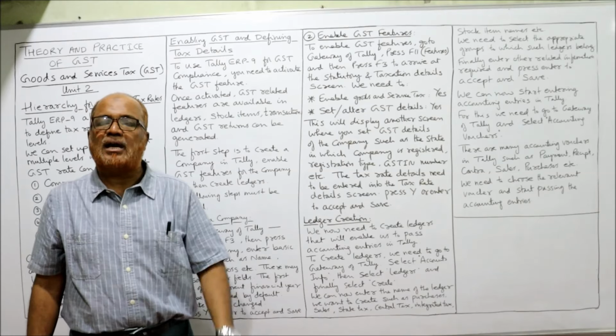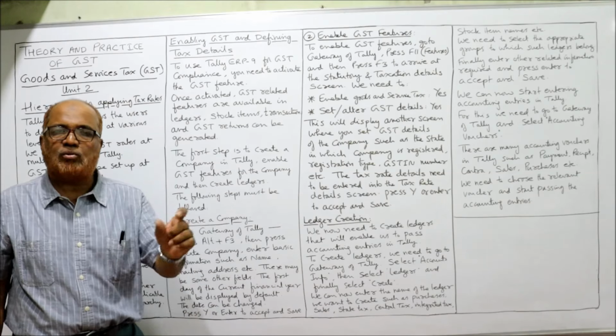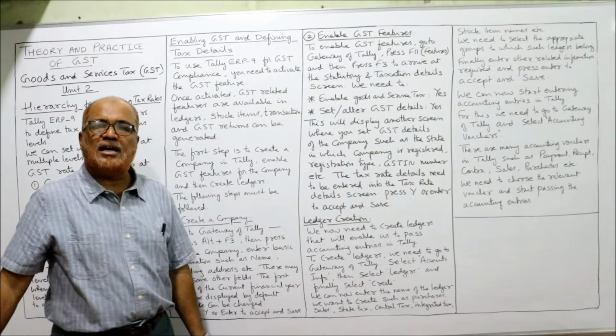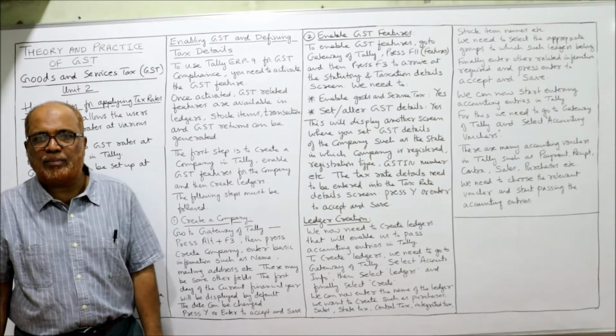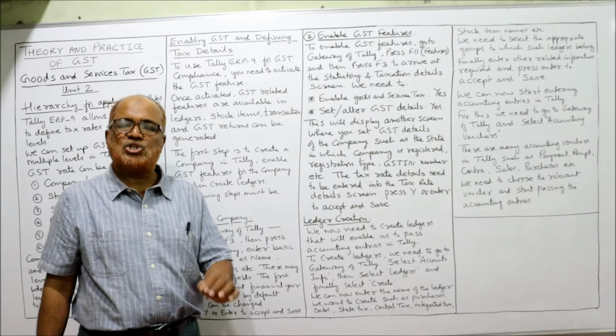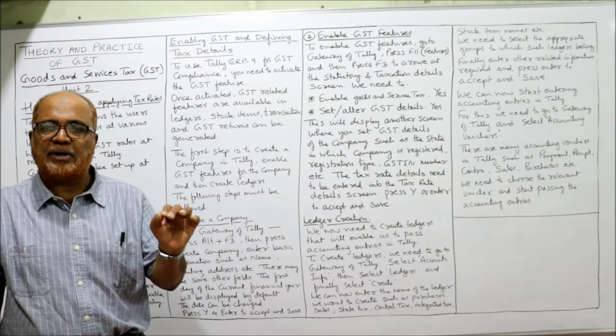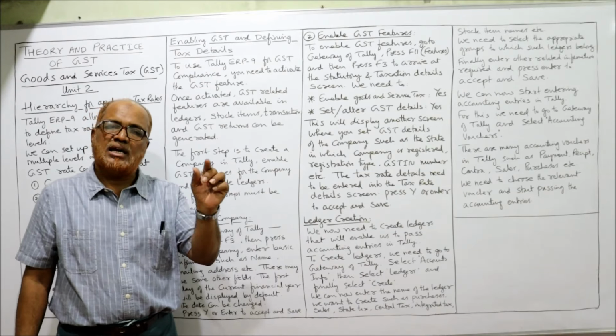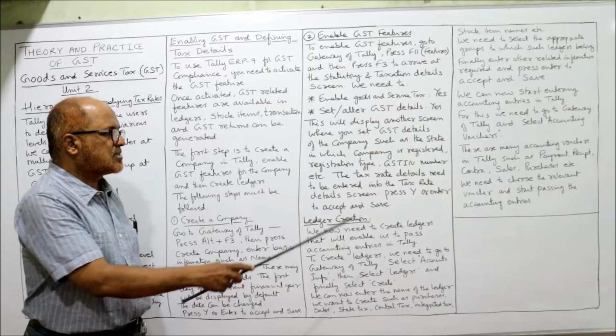We have different types of registrations. Here we have to specify the type of the registration. Then the GSTIN number, the identification number. Every registered GST holder will be allotted a GSTIN. So the GSTIN number will be asked, etc.